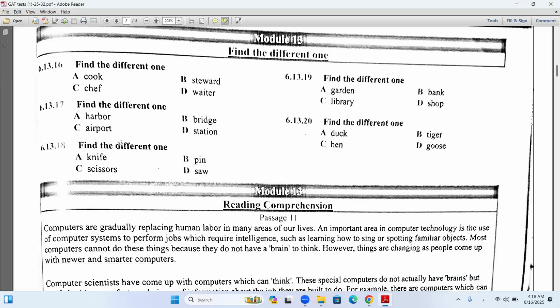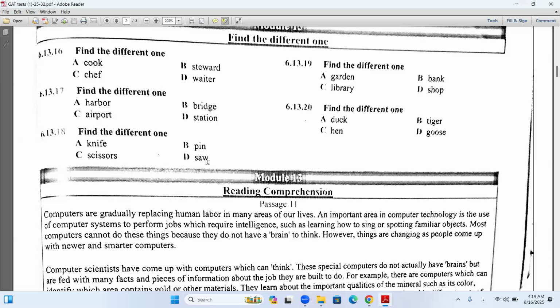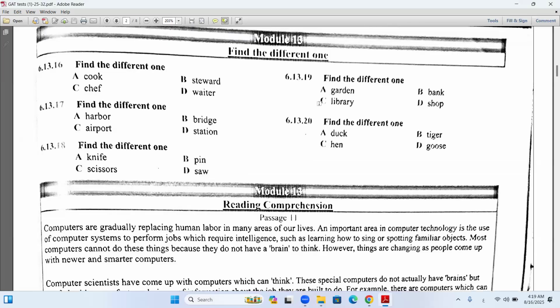17, I chose B. Perfect. Bridge. Here, a harbor, airport, station is a place where different means of transportation stop and take the passengers. But the bridge, no, it connects two places. Perfect. 18? 18, I chose B. Perfect, because A, C, D are used to cut things, but a pen is not used to cut things, just to fix things. Good.